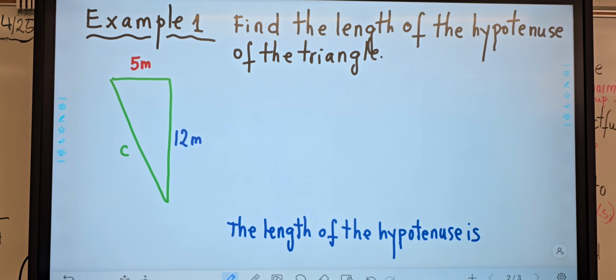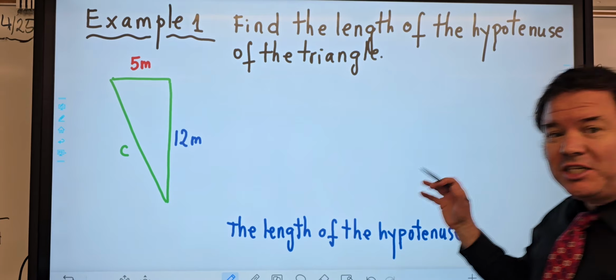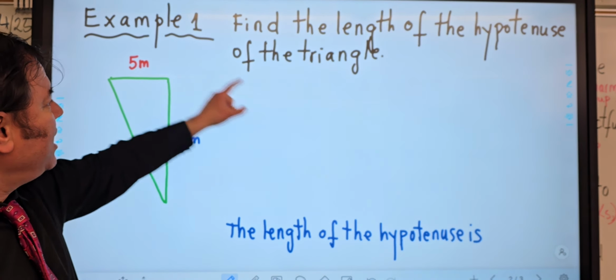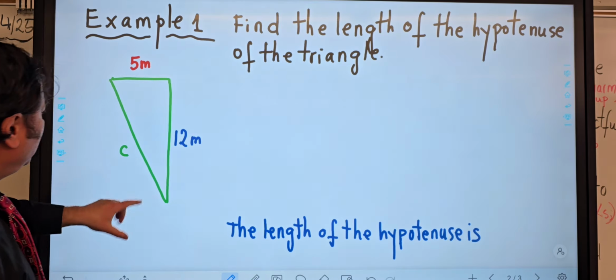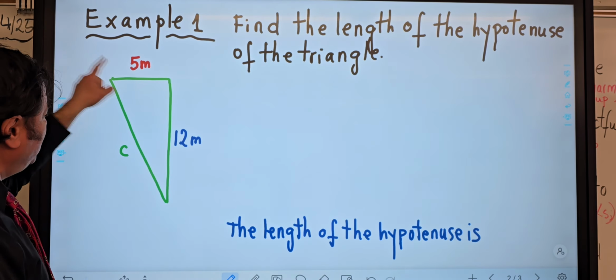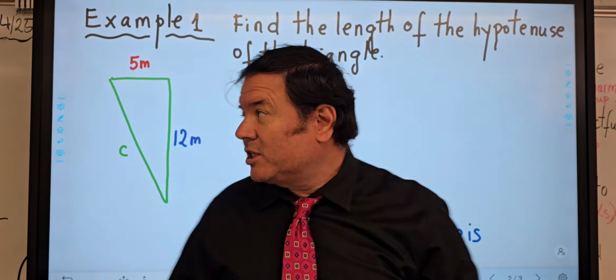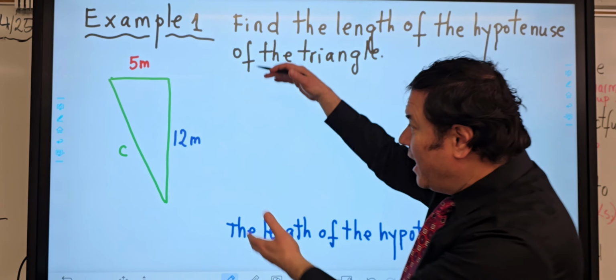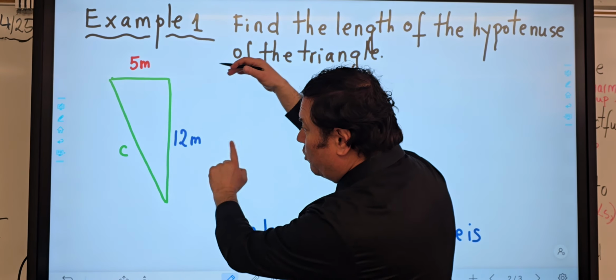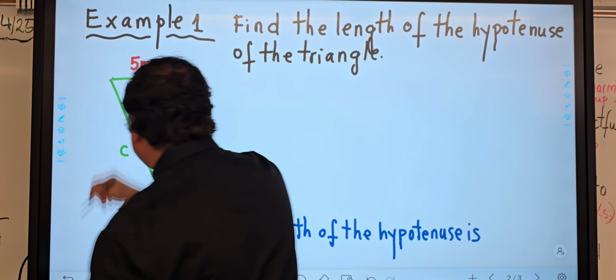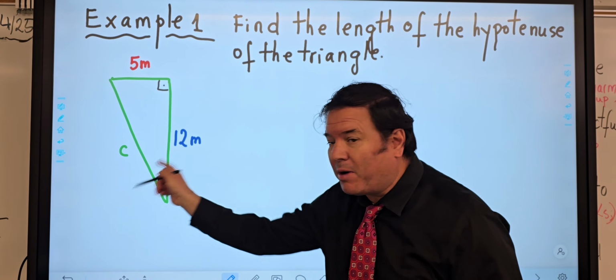Let's look at the example now. Example 1. In this example, we need to find the length of the hypotenuse of this triangle. We have this side, which is our A, which is 5 meters, the smaller side. And the other leg, which is 12 meters. Here we also have a 90 degree angle, and then we have the hypotenuse C.